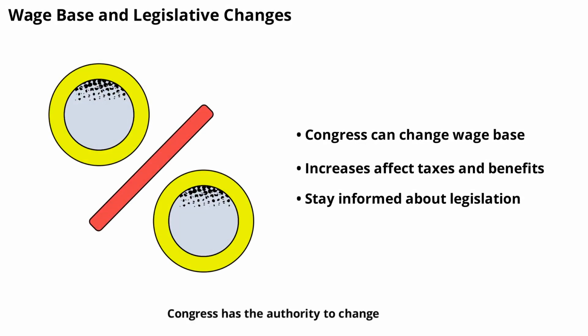Congress has the authority to change the Social Security wage base through legislation. In the past, lawmakers have increased the wage base to ensure adequate funding for the program. Future changes could impact how much you pay in taxes and how much you receive in benefits. Staying informed about legislative developments is important for long-term planning.